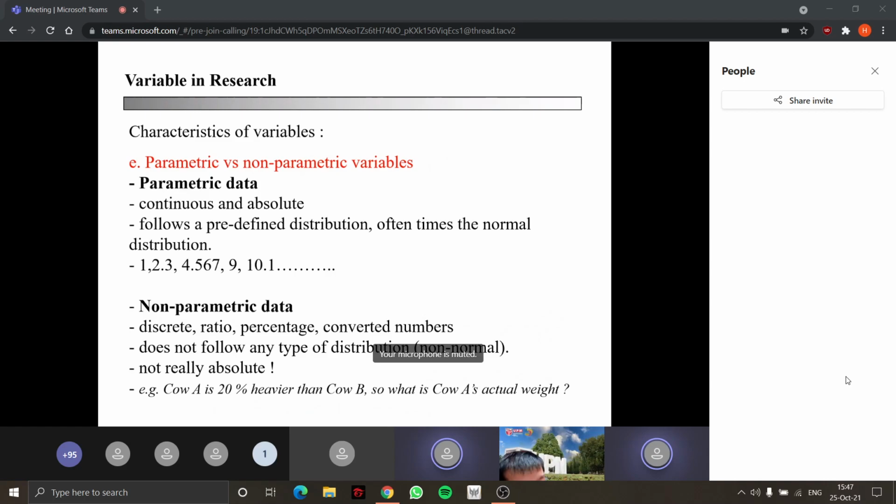And characteristics, these are already covered, parametric, non-parametric. Okay, so this one is related to categorical, non-categorical. Parametric, normally distributed; non-parametric, not normally distributed. And non-parametric includes discrete numbers, ratios, percentages, converted numbers, and all kinds of things, because non-parametric will not be able to stand on its own unless you have a reference point. For example, cow A is 20% heavier than cow B. So what is cow A's actual weight? Well, one of them needs to have a precise reading. Otherwise, it's completely useless.